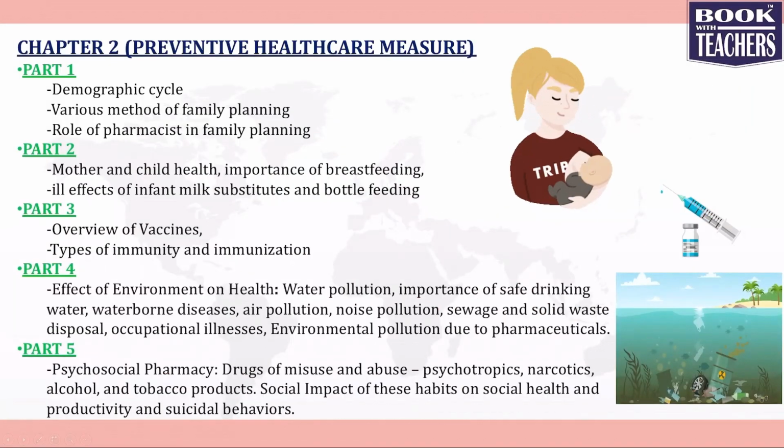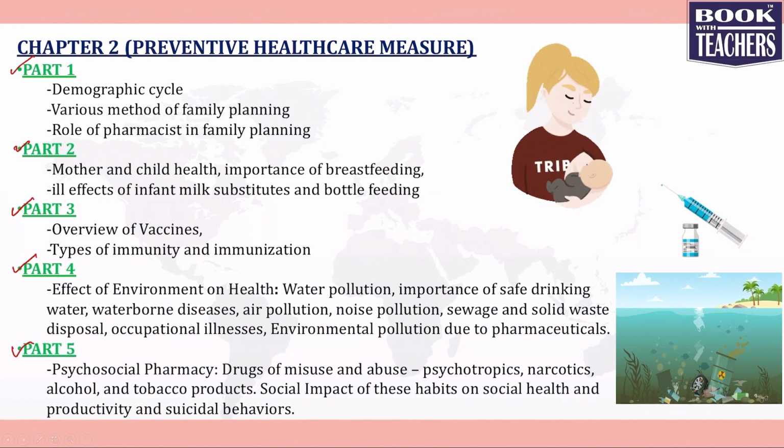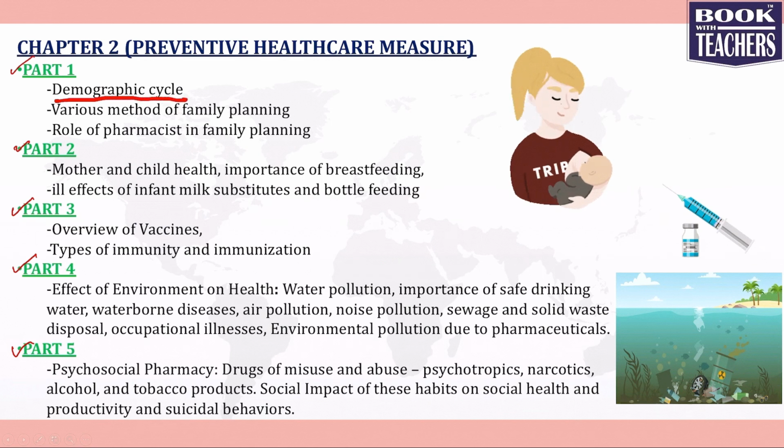Now, coming to chapter 2, we'll be learning about preventive healthcare measures. This chapter is divided into 5 parts: part 1, part 2, part 3, part 4, and part 5. So, in part 1, we'll be learning about the demographic cycle. Now, in simple terms, it means the evolution over a period of time of the population.